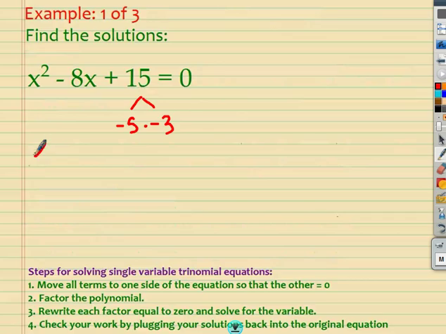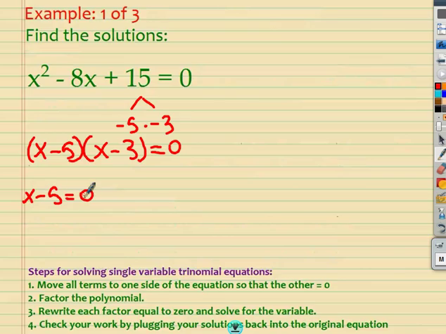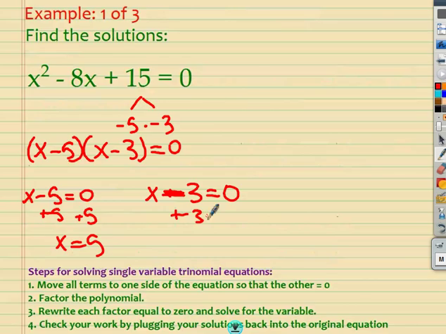I can write my factors as binomials: x minus 5, x minus 3 equals 0. At this step, I'm going to rewrite each factor equal to 0, then solve for the variable. I will write x minus 5 equals 0, and I will write x minus 3 equals 0. Then to solve this, I will add 5 to each side. X is equal to 5. I'll add 3 to each side on the next one. X will be equal to 3.